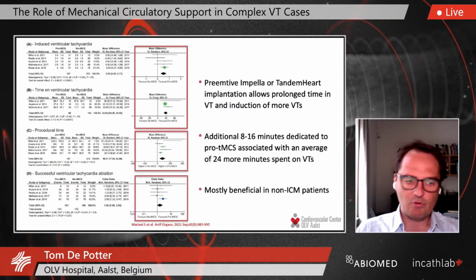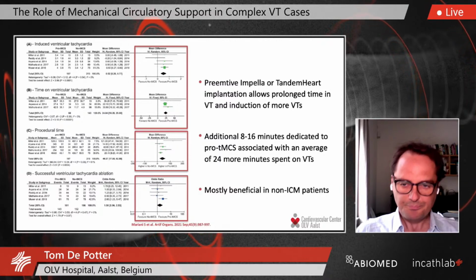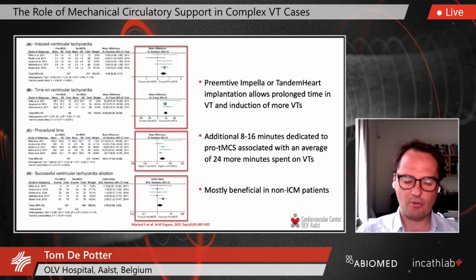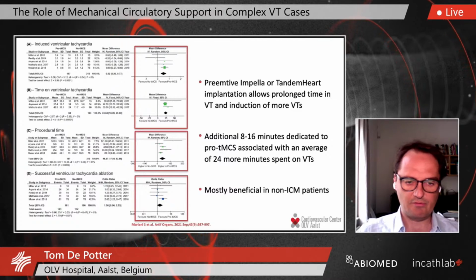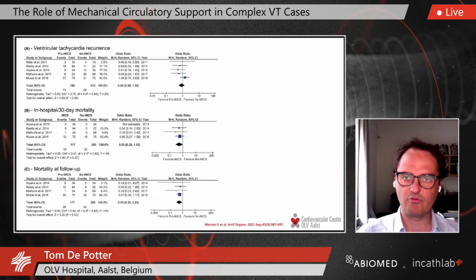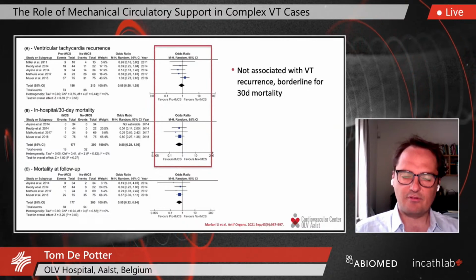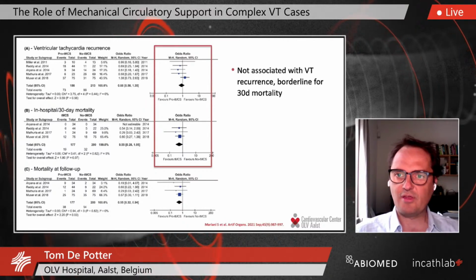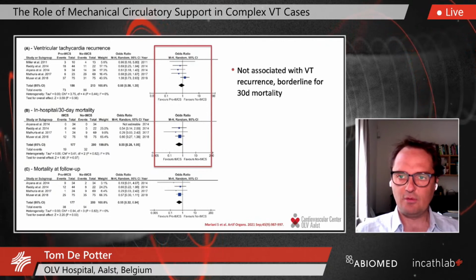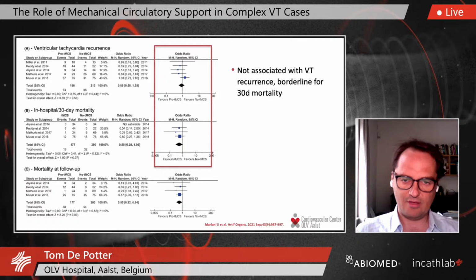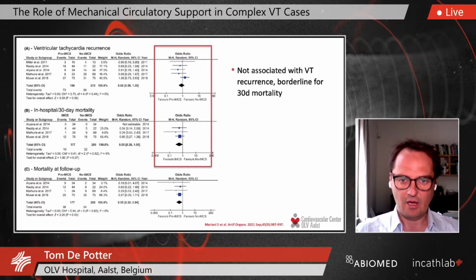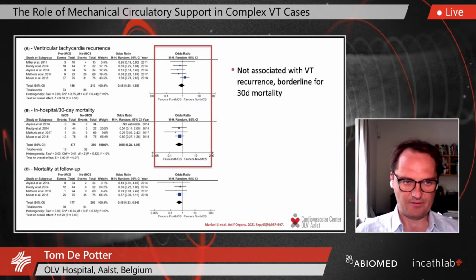device. Mostly beneficial if we look at the outcome, mostly beneficial in non-ischemic cardiomyopathy patients. The impact on the procedural outcome is mixed, as you see on the bottom, and only one study that focused on these non-ischemic cardiomyopathy patients showed a clear benefit for the support system. If we look at VT recurrence, we see that the use of a support system was not particularly associated with VT recurrence, and that early mortality showed a borderline benefit in favor of a mechanical support system.